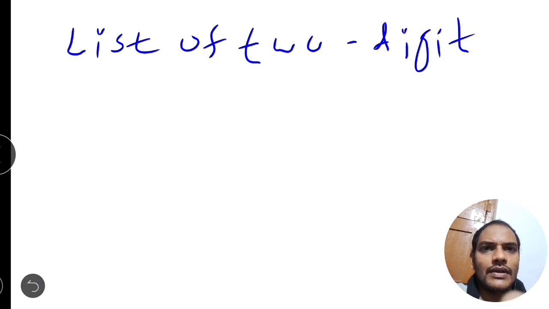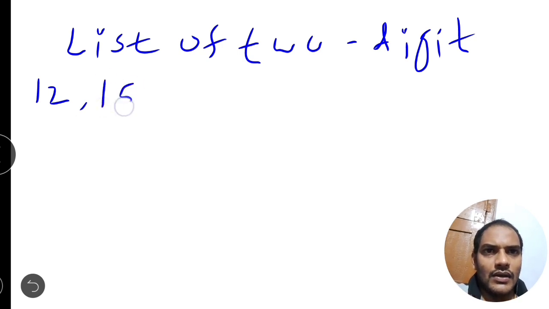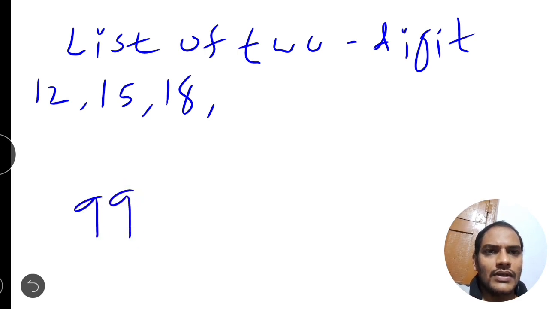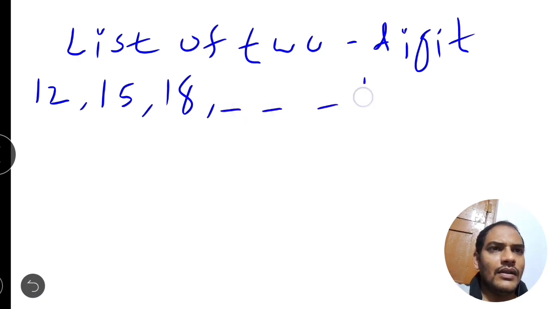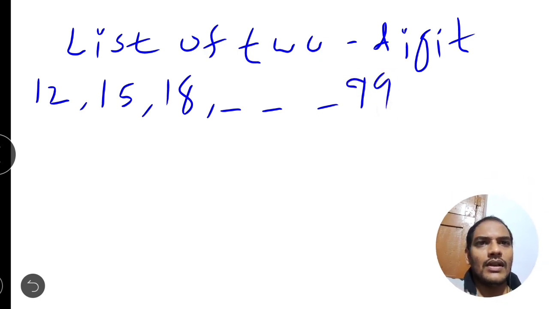So in the list, the first number is 12. The next 2-digit number is 15. The next is 18. And the last 2-digit number is 99. Is it divisible by 3? Yes, it is divisible by 3. So 12, 15, 18, ..., 99. So finally we got the list of the 2-digit numbers which are divisible by 3.